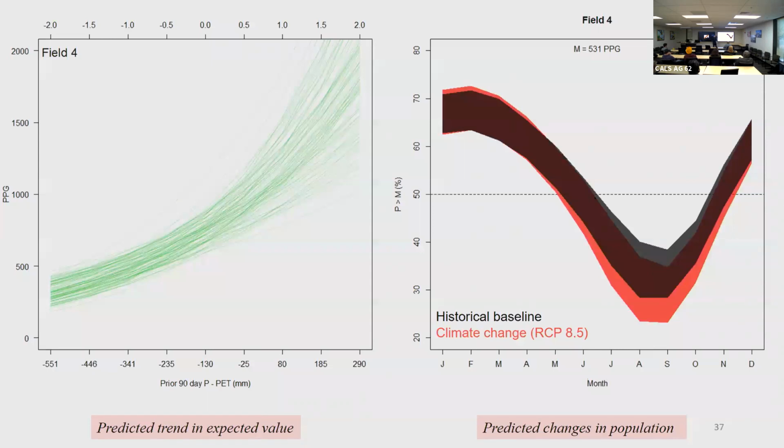Now, instead of making a bunch of maps, what we can do is say, well, how does the proportion change in the field? So in our case, we could say, well, out of all of this, there's a median value, right?